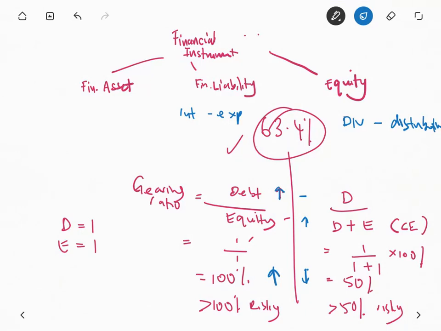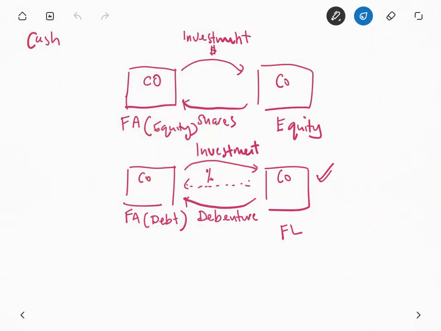So if you refer to this, they invest in my company, I issue them share. Do I have contractual rights or do I have a contractual obligation to deliver cash? No. No obligation, cannot be a liability, definitely is an equity. No question asked. You don't put it as liability, it's definitely equity.